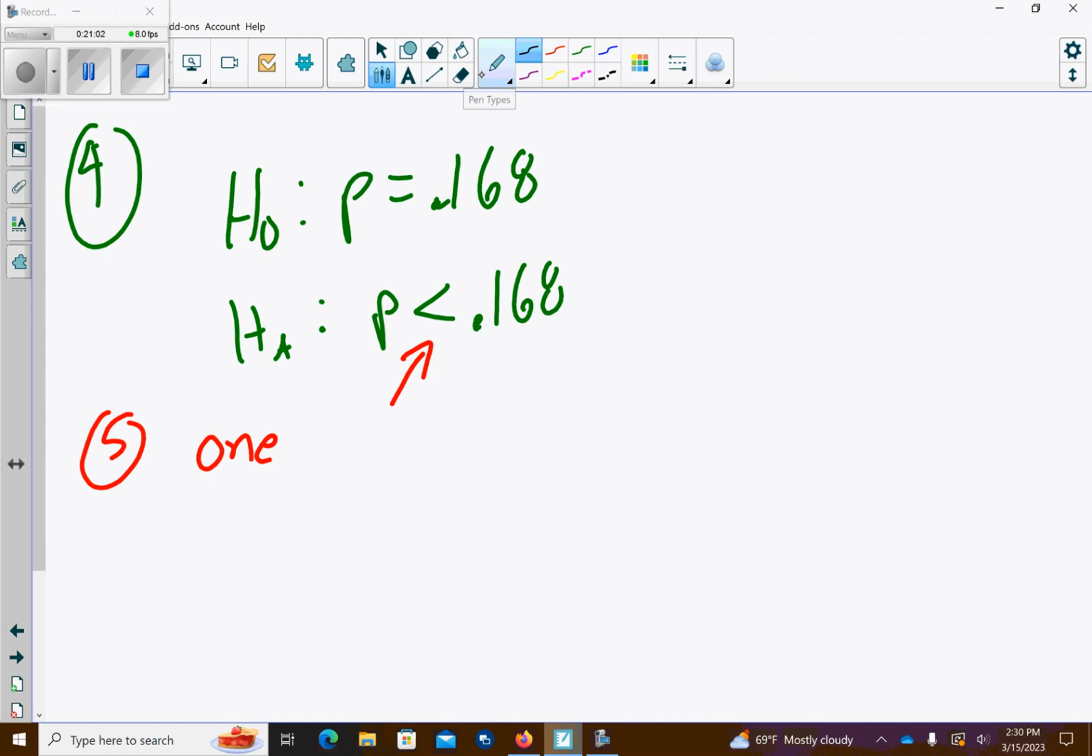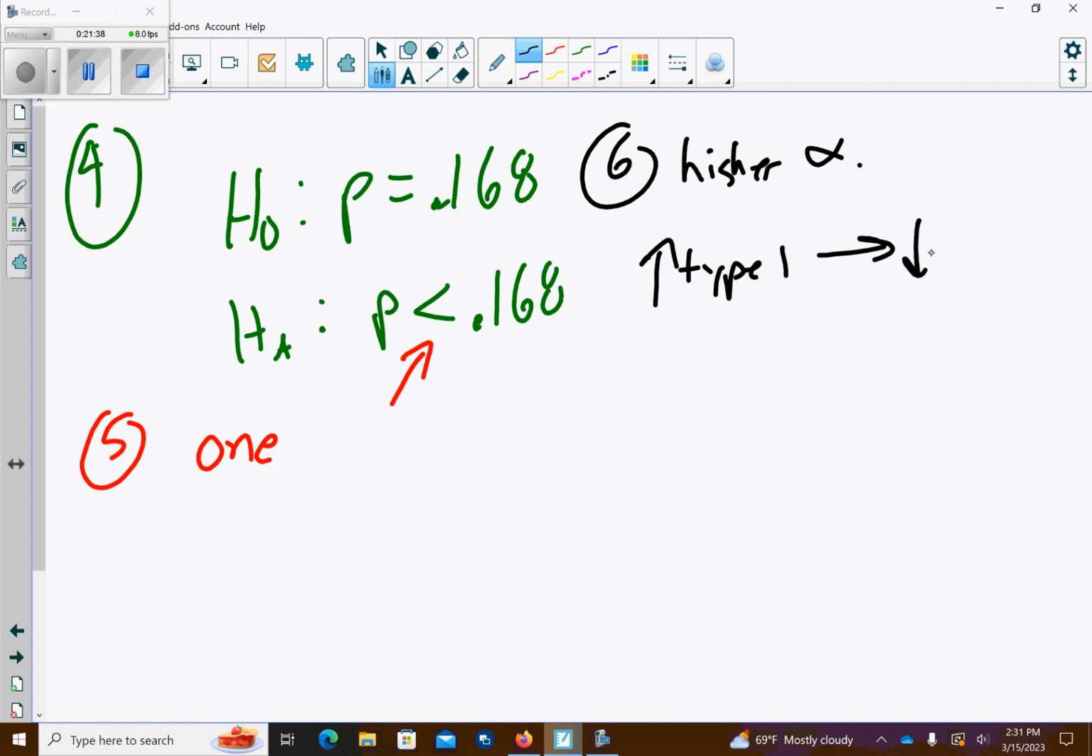Number 6 then talks about, let's assume the researchers are concerned more about a type 2 error. Should they use a higher level or a lower level of alpha? So for number 6, they should use a higher level of alpha. A higher level of alpha raises the chance of a type 1 error, but lowers the chance of a type 2. At the same time, it would lower a type 2 error from taking place. So kind of remember that information.